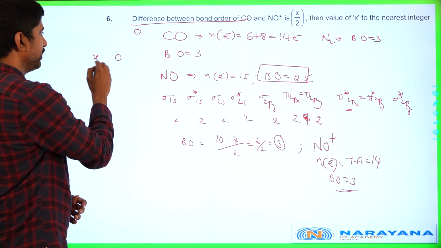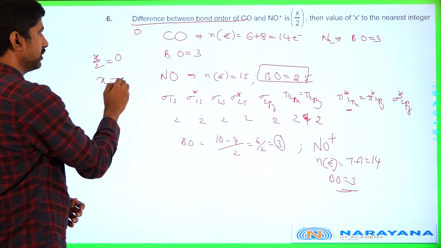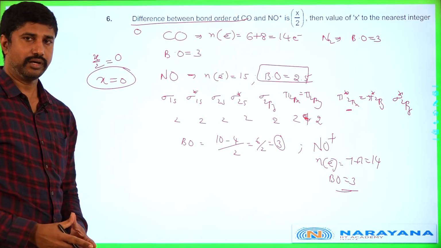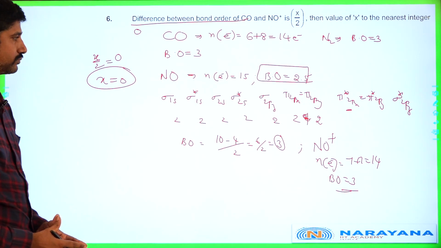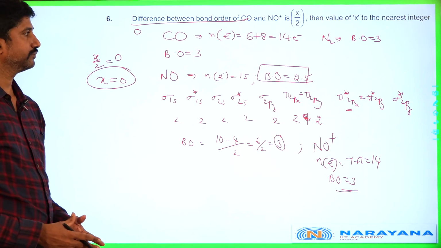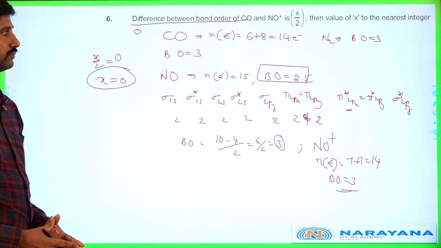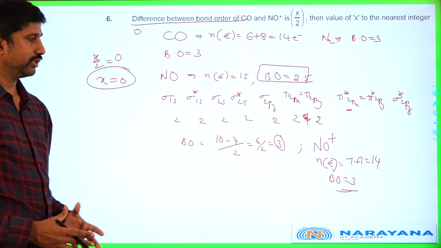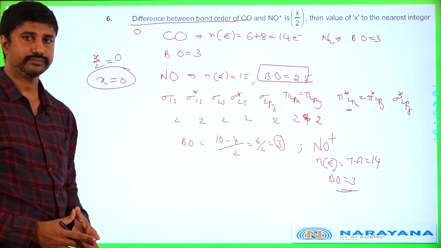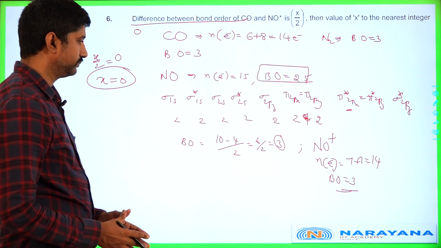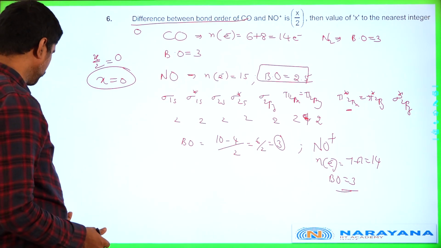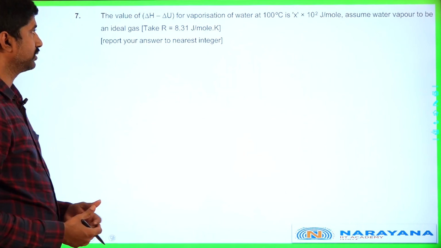So x by 2 is equal to 0, then x also will be equal to 0. So that is question number 6. Let's go to the next question, question number 7.